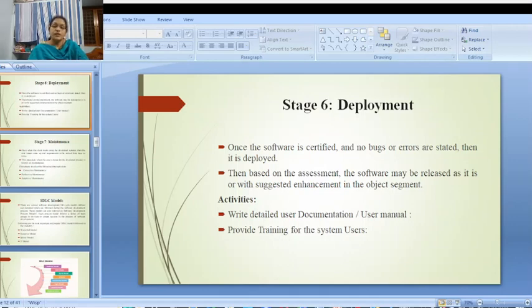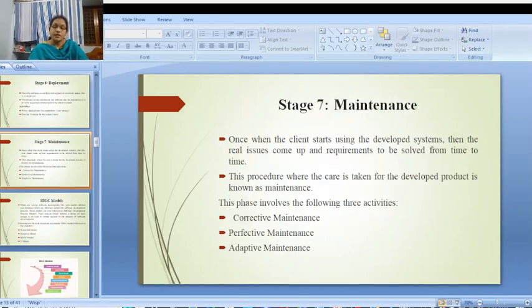And now coming to the seventh stage, that is maintenance. After developing and releasing the software, we still need to maintain it if we have any errors or bugs. That will be handled by the maintenance team in the seventh stage. By using different activities, we will maintain the system software. Once the client starts using the deployed systems, the real issues come up and requirements have to be solved from time to time. Why?